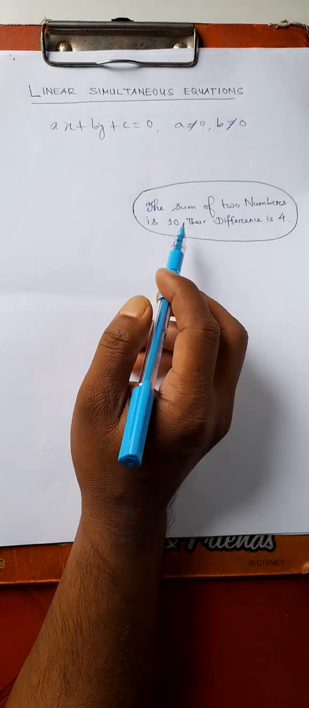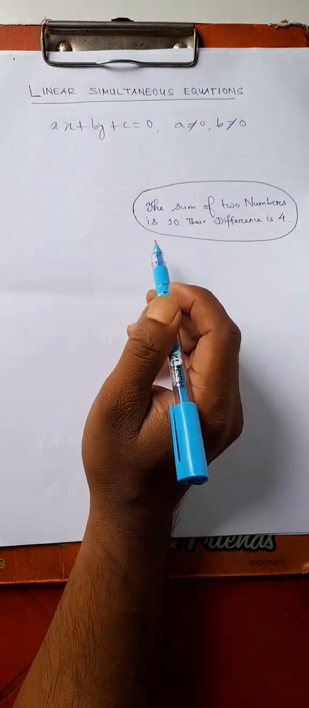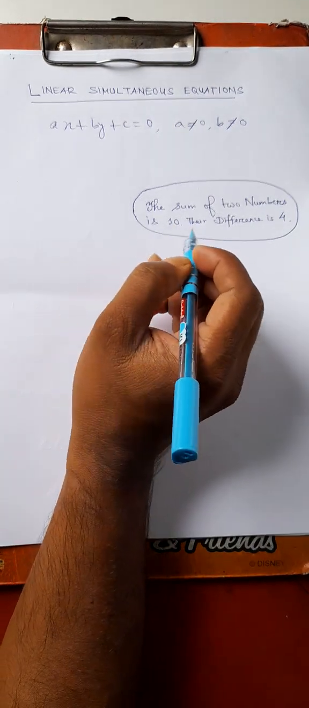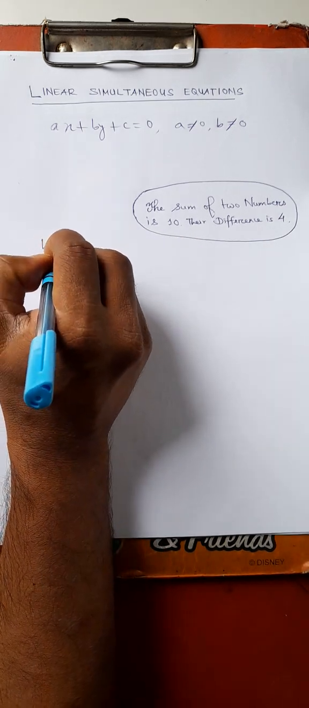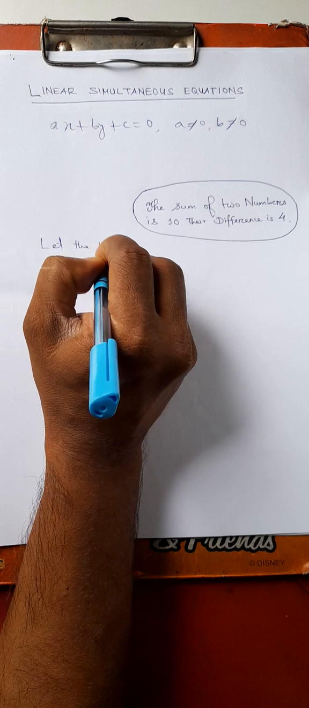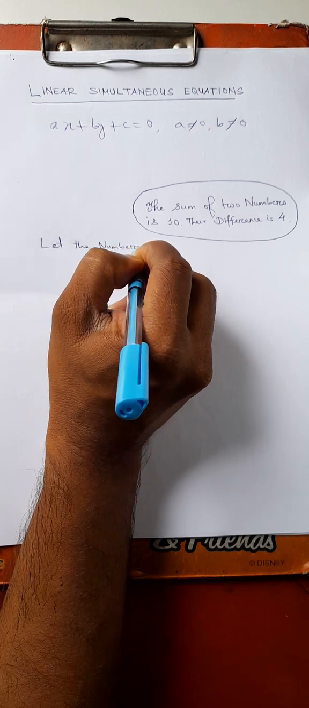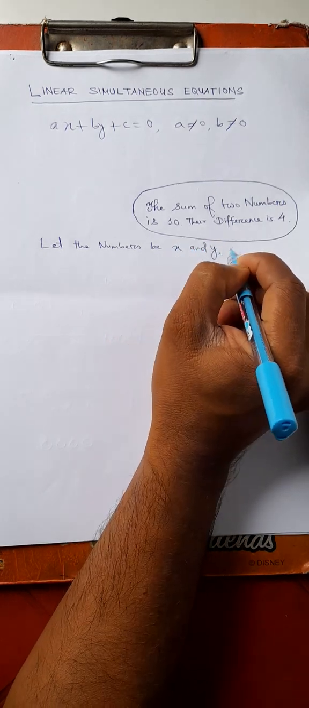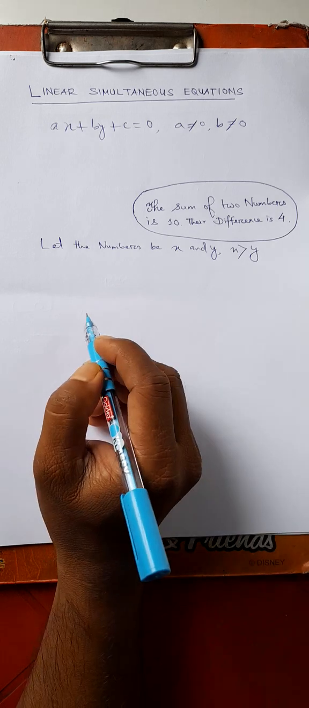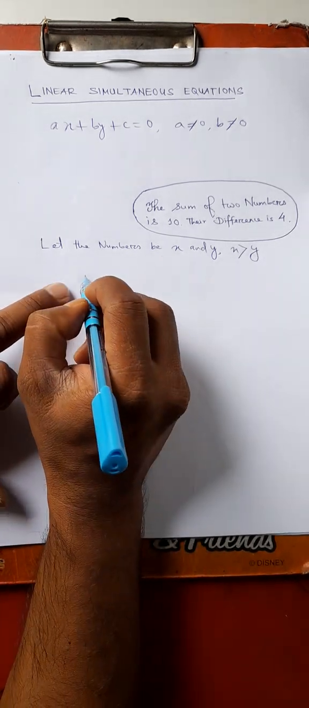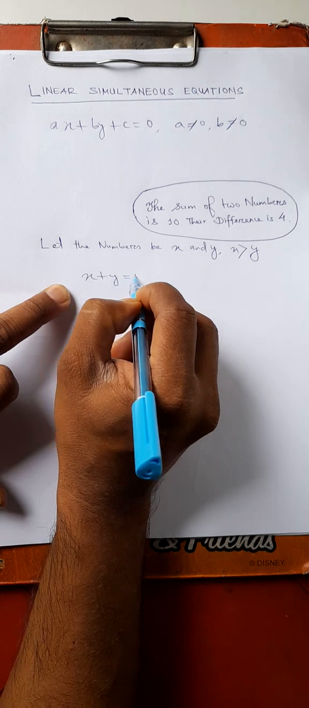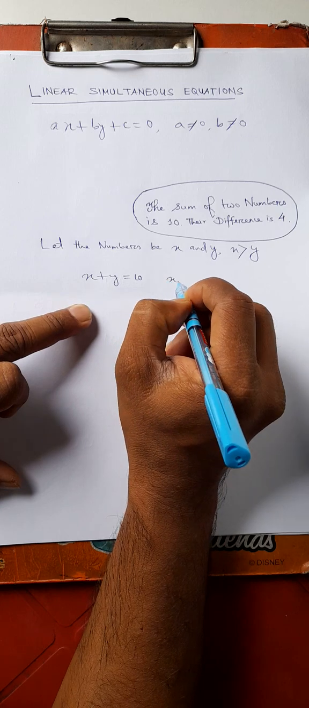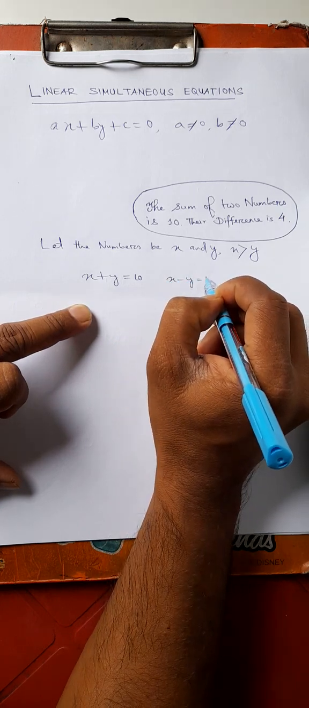Now think about this statement. The sum of two numbers is 10, their difference is 4. Let the numbers be x and y, so that x is greater than y, right? The sum of two numbers is 10, so you get x plus y equal to 10. Their difference is 4, so larger number minus smaller number equal to 4.